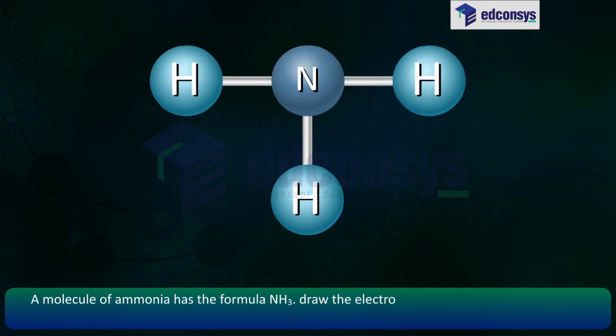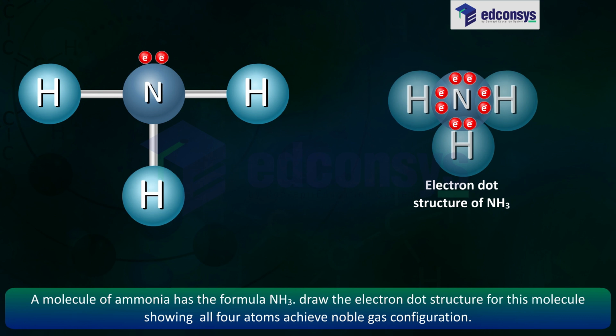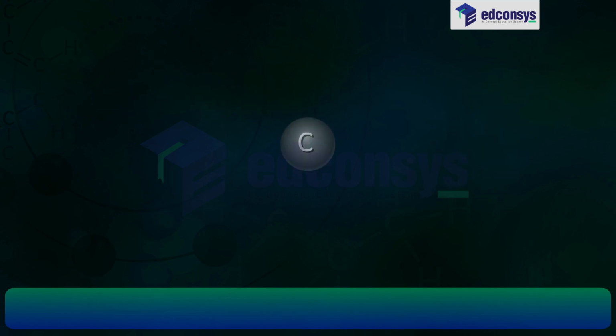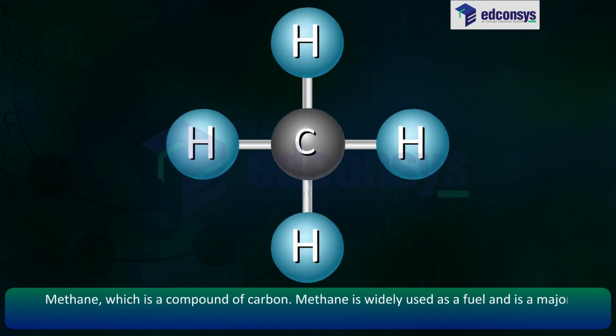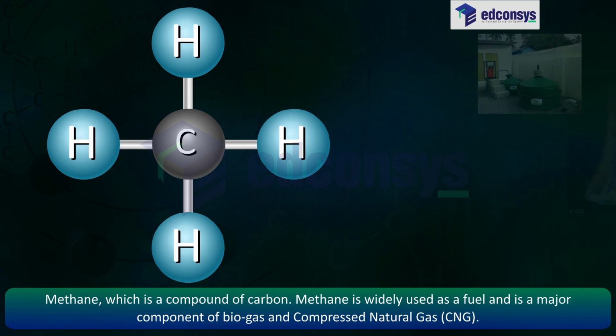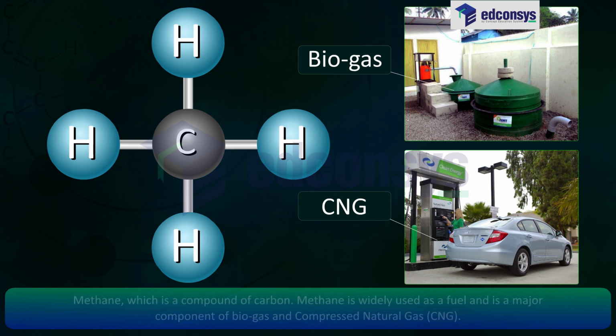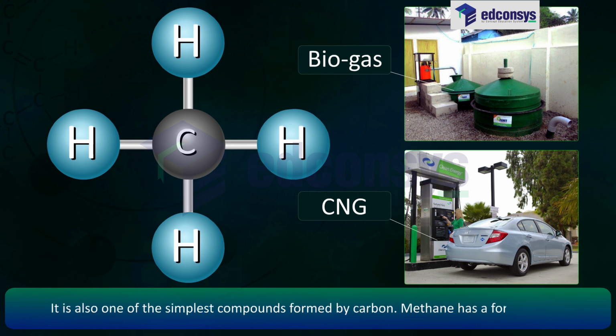A molecule of ammonia has the formula NH3. Draw the electron dot structure for this molecule showing all 4 atoms achieve noble gas configuration. Methane, which is a compound of carbon. Methane is widely used as a fuel and is a major component of biogas and compressed natural gas (CNG). It is also one of the simplest compounds formed by carbon. Methane has the formula CH4.